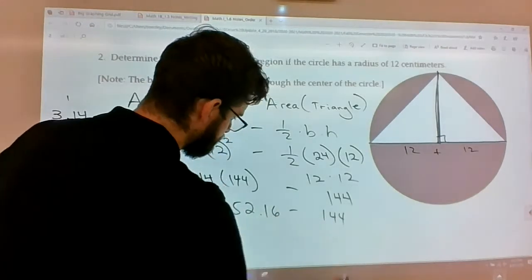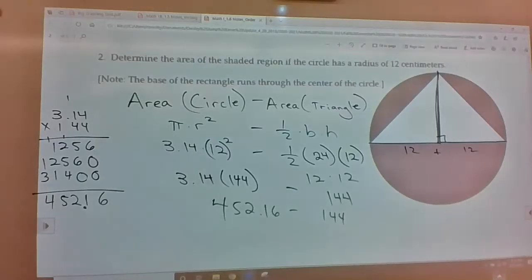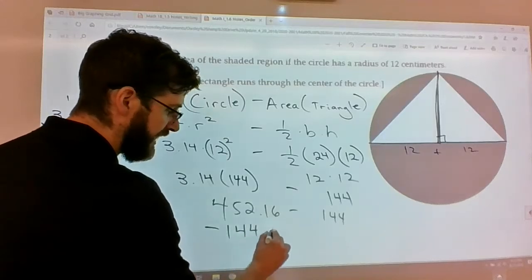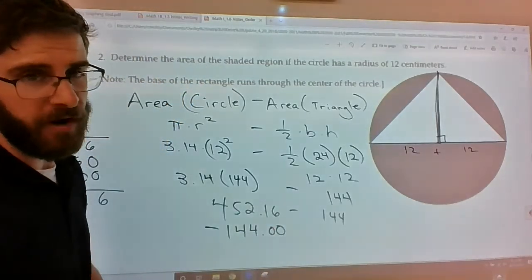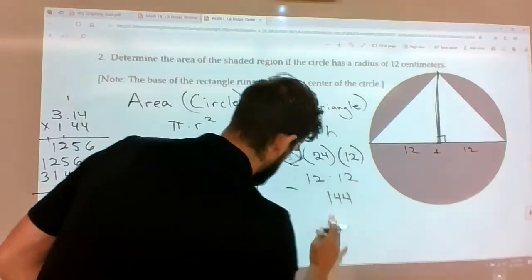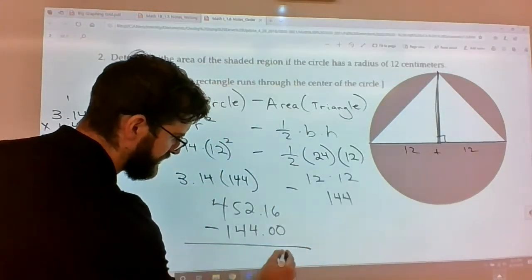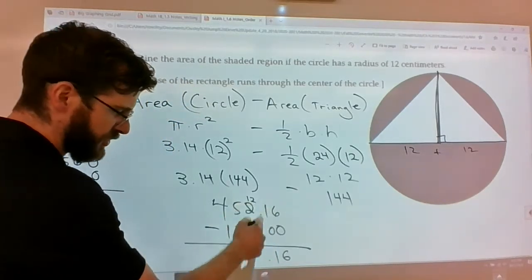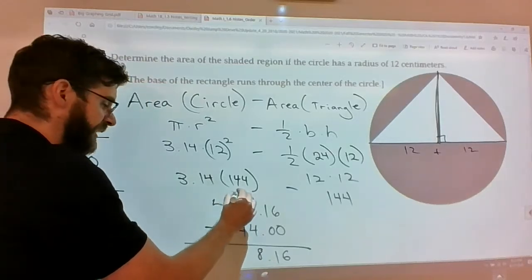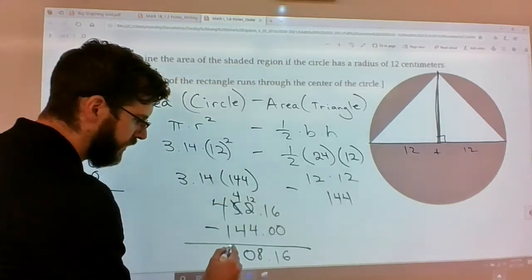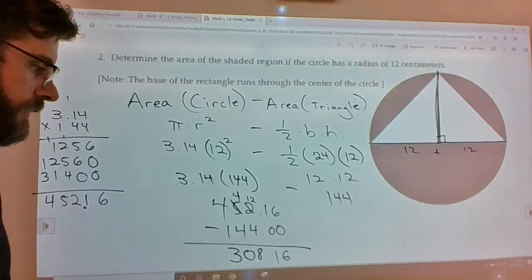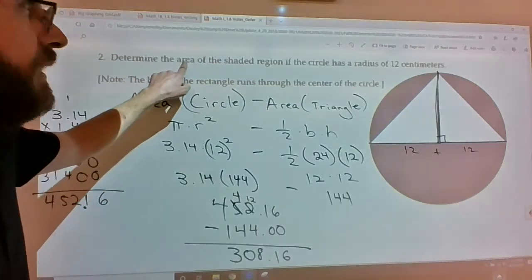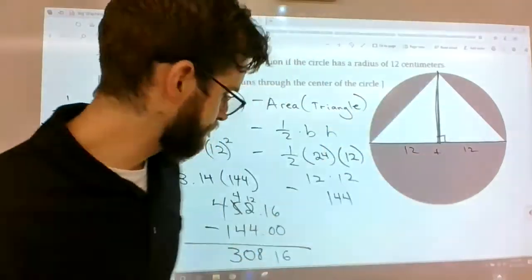Minus 144. At this point, I'm just going to stack the 144 underneath it. Remember to line up your decimals. Otherwise, bad things will probably happen in computations. So 6 minus 0 is 6. 1 minus 0 is 1. 2 can't take away 4 unless you borrow from this previous one, so it's 12 now, which meant I borrowed from the 5 to the 4. 0, 3. Okay, we've got an answer. It's 308.16 square centimeters.